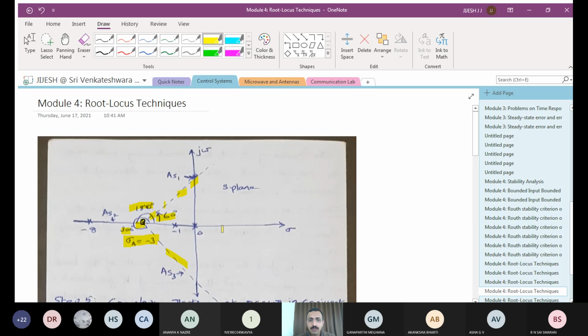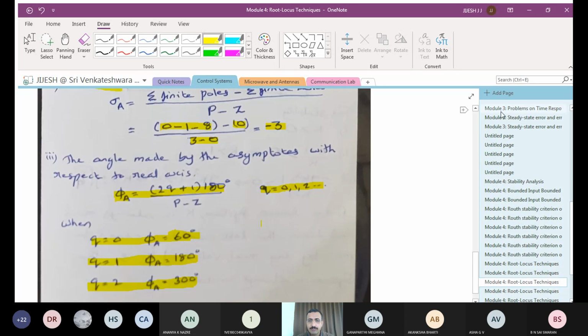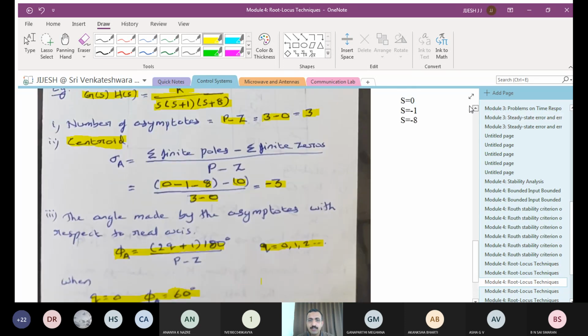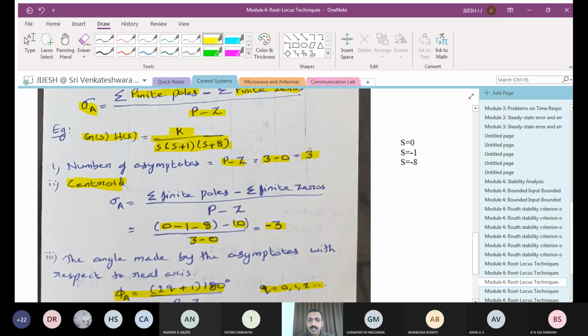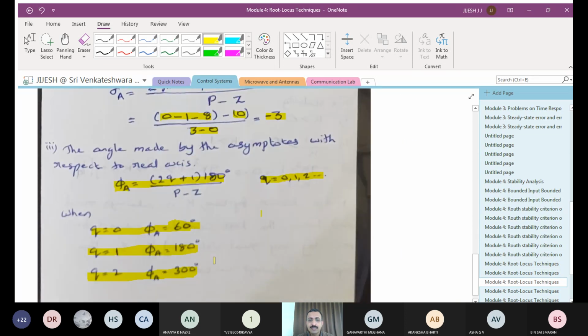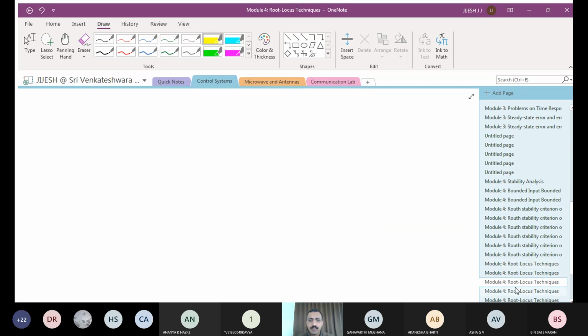So let me take you to the plot. I have drawn the j omega axis as well as sigma. The first step is to mark sigma A, which I got as minus 3, and I put this point here. Then I know from the calculation that there are 3 asymptotes, placed at these particular angles: 60, 180 and 300. So I have to put dotted lines for each asymptote.